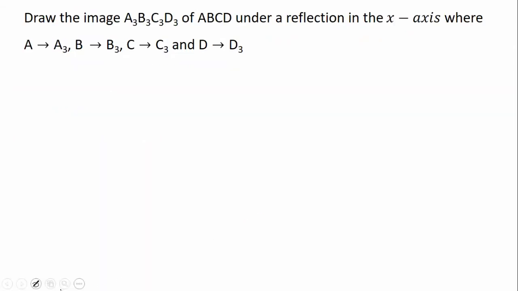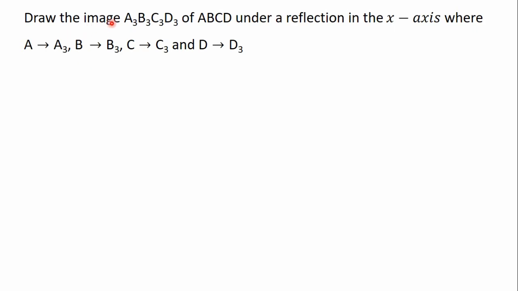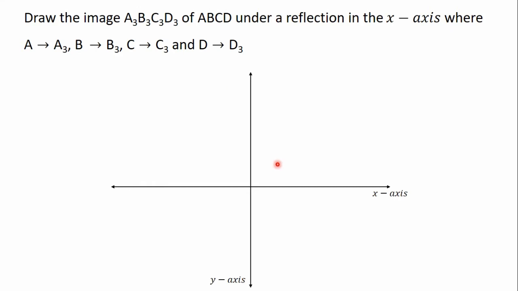So let's do that. The last part of our question says that we should draw the image rectangle A3, B3, C3, and D3 of ABCD under a reflection in the x-axis, where A maps to A3, B maps to B3, C maps to C3, and D maps to D3. Let's assume that this is our graph sheet as we have been doing all along. We have our x-axis here, we have our y-axis here.